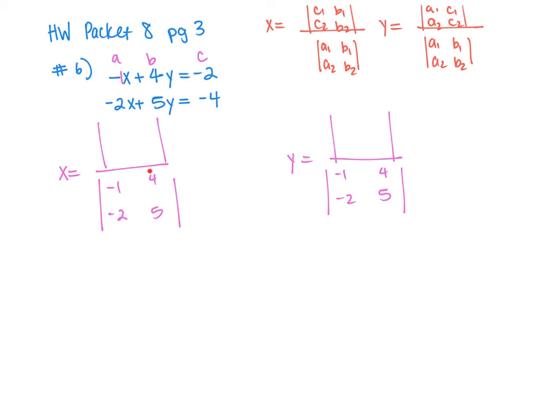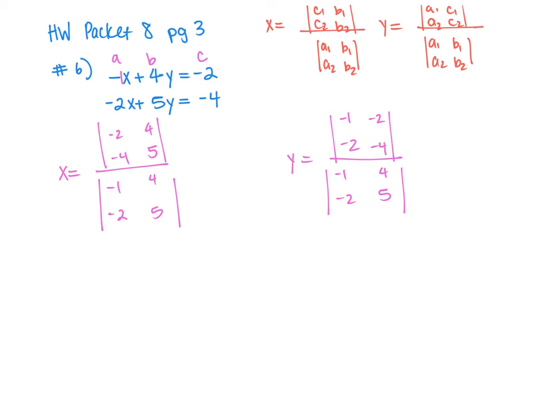Now the top part for X's above your B values is the same value. So this is going to be 4 and 5. And then this opposite side of it is going to be the constant, which is negative 2 and negative 4. And then for Y's, the A's are the same. So this is going to be negative 1 and negative 2, and then the other side is going to be your c's, so negative 2 and negative 4.